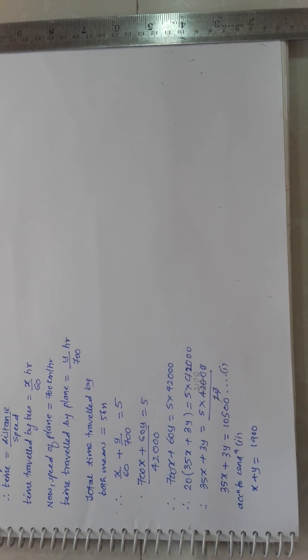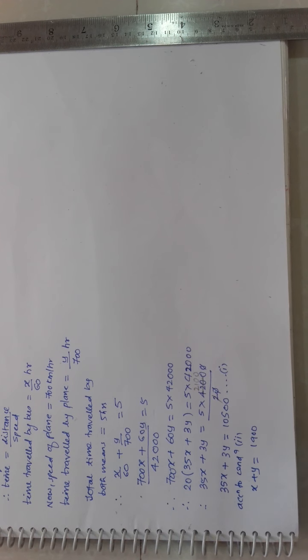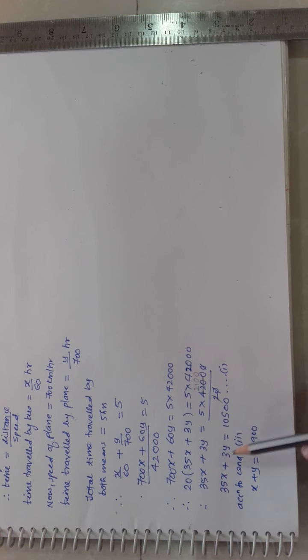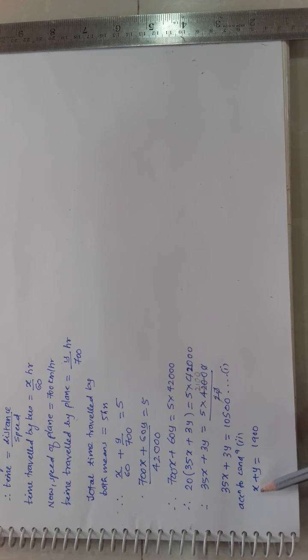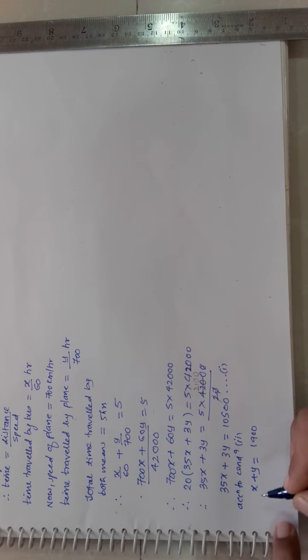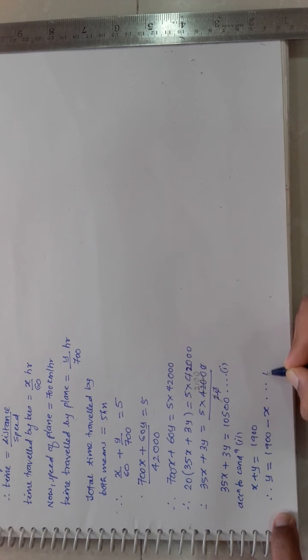Now you can solve it, but I am not interested in the eliminating part. If you are interested in elimination, that also I am showing you. Here this is 35, so multiply throughout by 35. Here is 3, so that is easier to solve. So I will multiply this whole equation by 3 and then subtract. But that will take more energy, so better I will take y is equal to 1900 minus x. This is your second one.